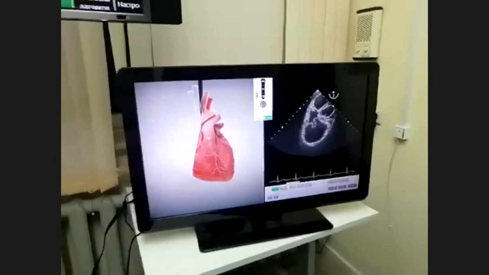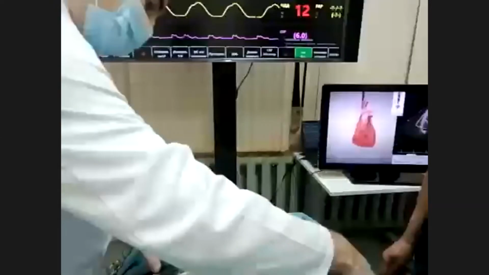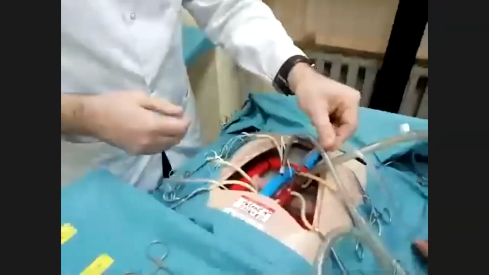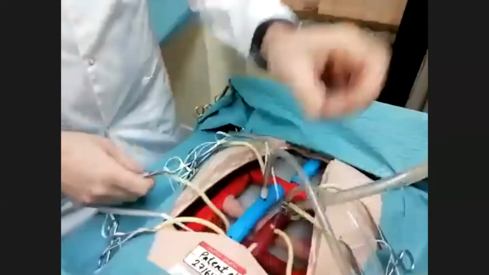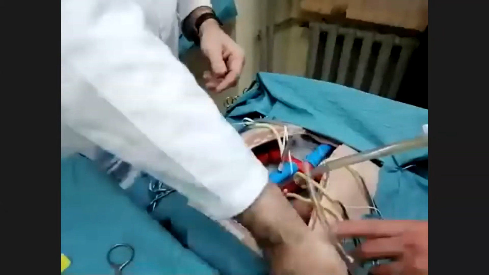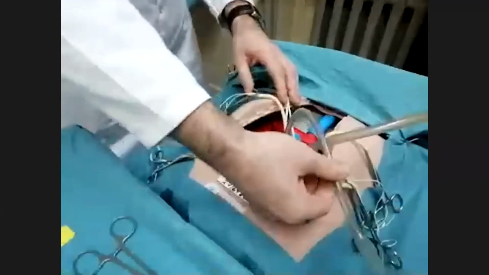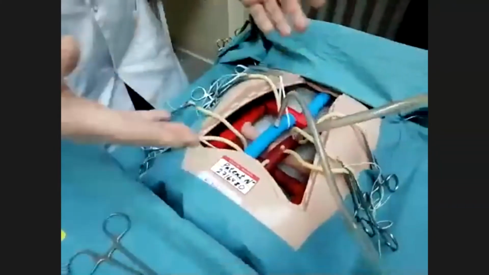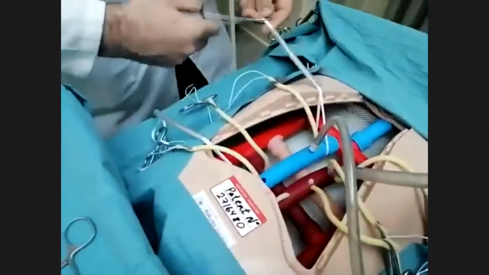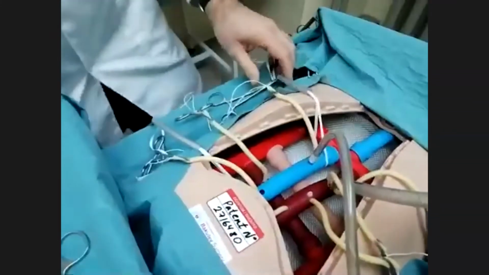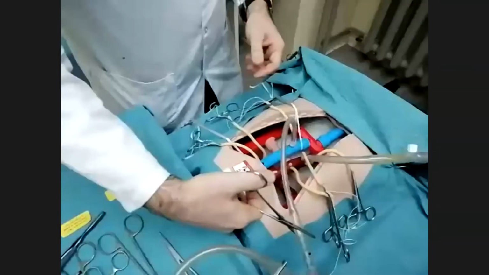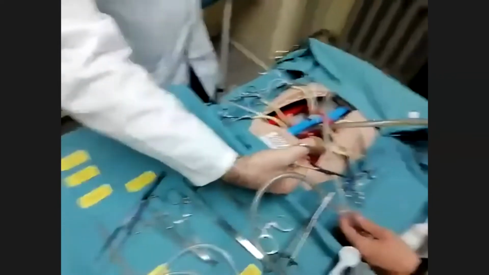And then I ask my perfusionist to stop the venting of the water. Stop the venting, okay. Decannulation. And then the patient is ready for weaning from bypass. Now I do the protocol of weaning from bypass.